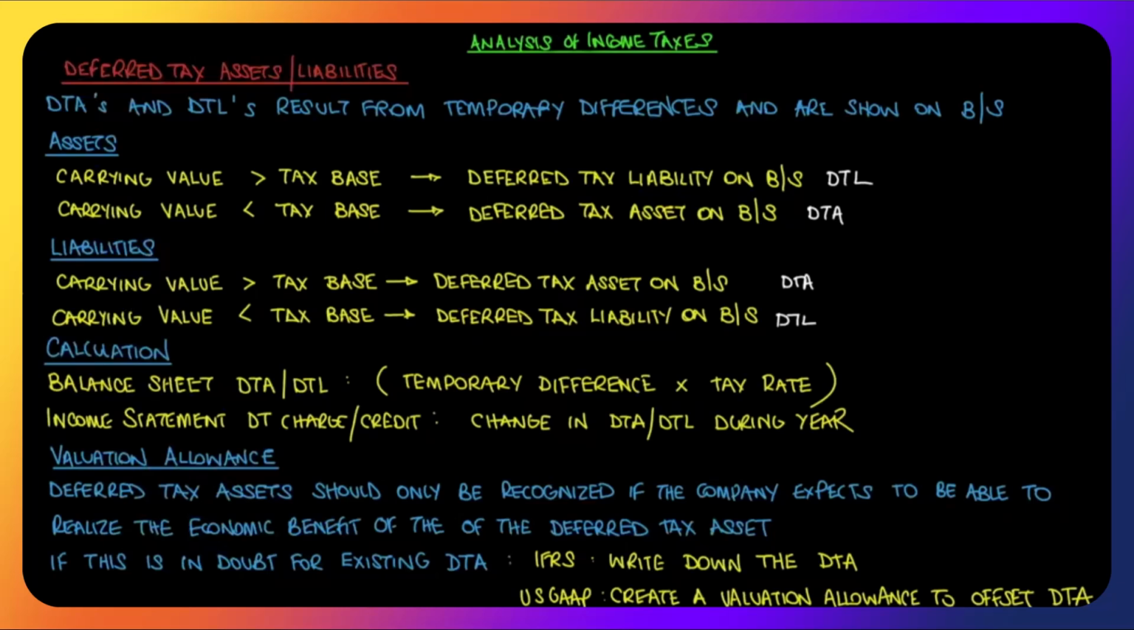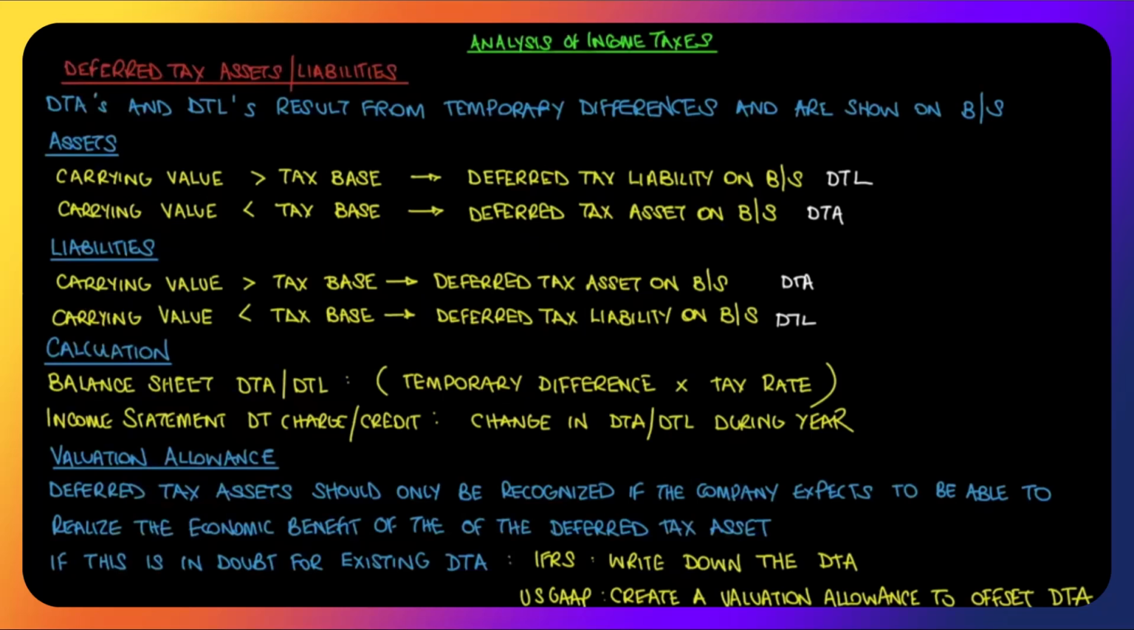First of all, then, deferred tax assets and liabilities. We've already said DTAs and DTLs result from temporary differences and are shown on the balance sheet. For assets, if you have a carrying value, so what it is on the balance sheet, that is greater than the tax base, how the tax authorities have it valued, then you'll have a DTL, a liability on the balance sheet. If the carrying value is less than the tax base, you'll have a DTA. For liabilities, the other way around. A higher carrying value is a DTA, a lower carrying value is a DTL.